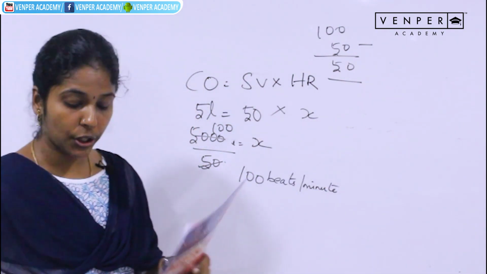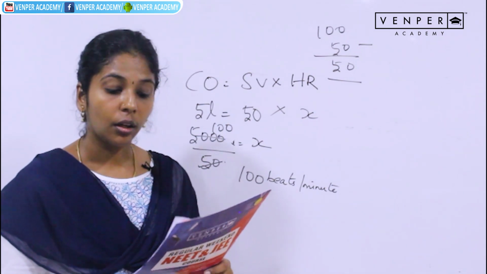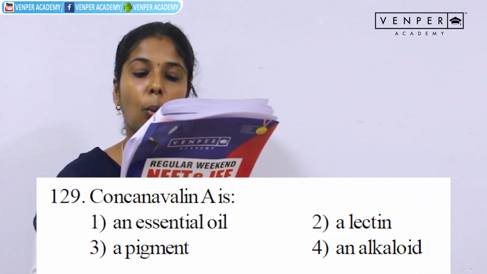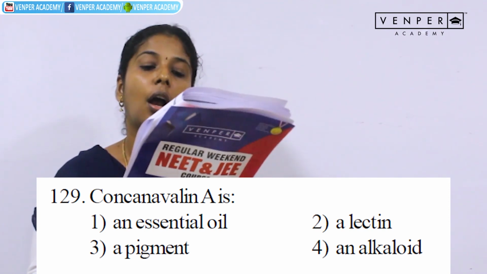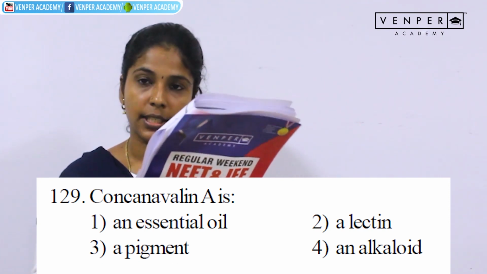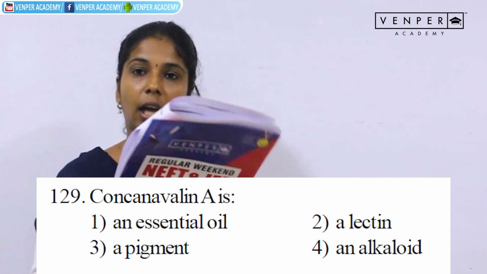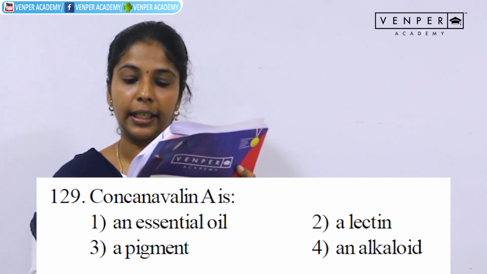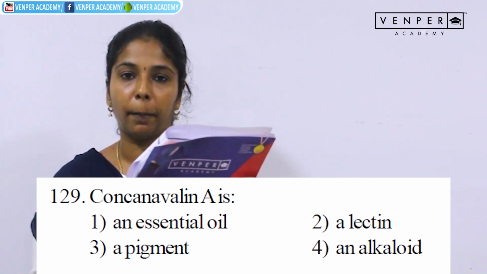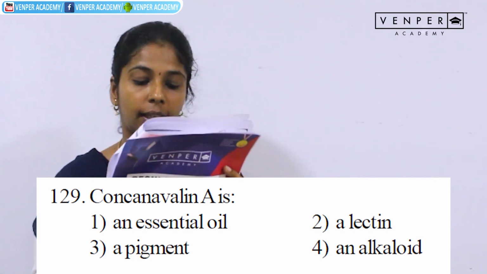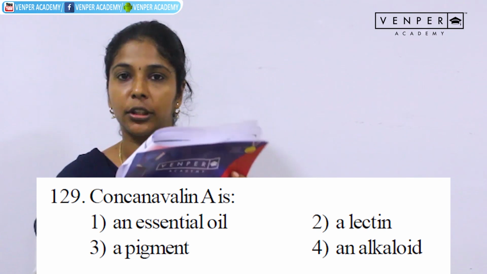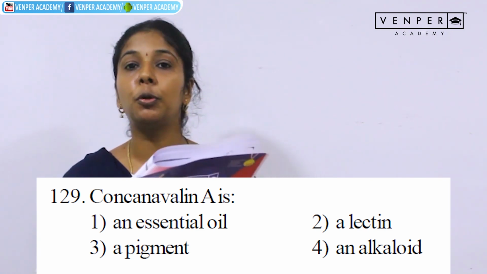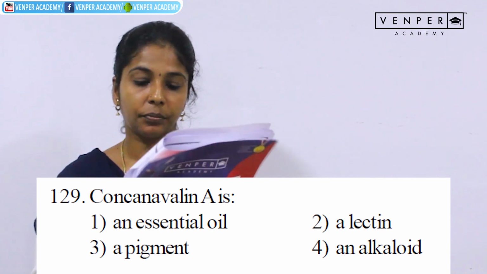The answer for question number 128 is 100 beats per minute, option 2. Question number 129. Concanavalin A is: option 1, an essential oil, option 2, a lectin, option 3, a pigment, and option 4, an alkaloid. The correct answer for this question is option 2. It is a plant lectin that is purified from jack beans.